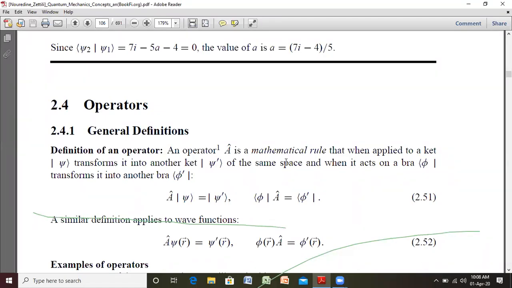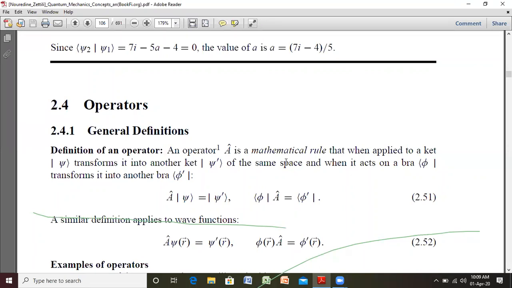Okay, all right. If I start its mathematical definition, an operator is a mathematical rule which, when applied on a ket, transforms it into another ket. And likewise, when it is applied on a bra, it transforms the bra into another bra. Just for example, differentiation and integration are operators which, when applied on a function, transform it into another function.